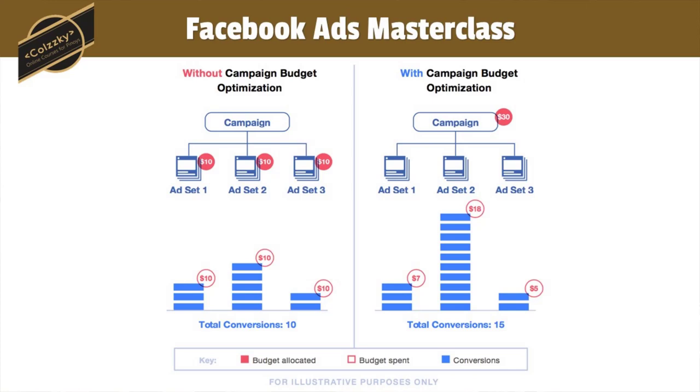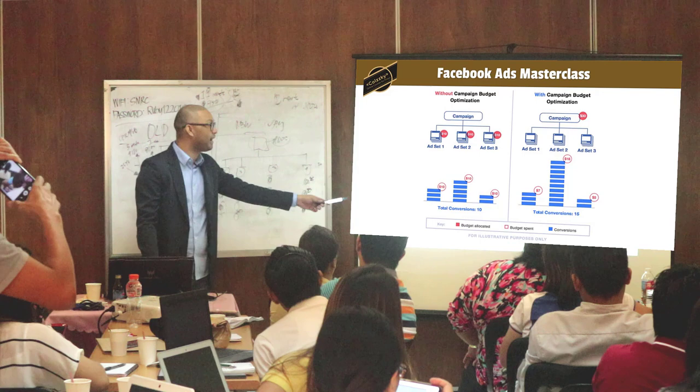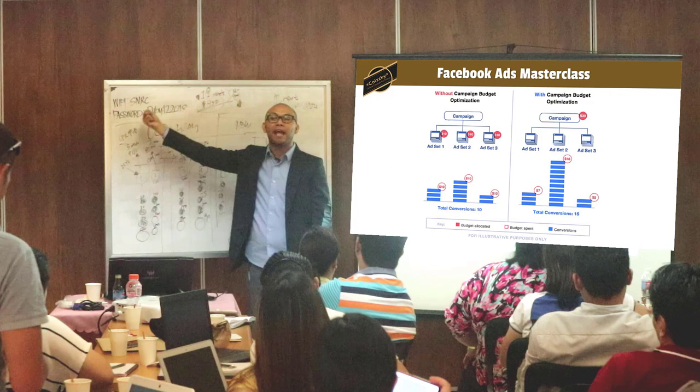Sa first look nyo kasi parang, di ba pag first look nyo yan, ano yan? How would you explain CBO with that? That's why I draw it on the board. Nakita niyo na? You understand now? Kasi the unspent budget on the other ad sets, you can utilize that to spend for other opportunities. Simple give and take.